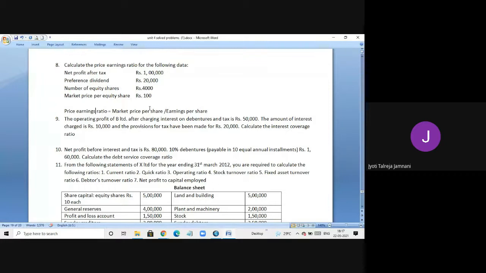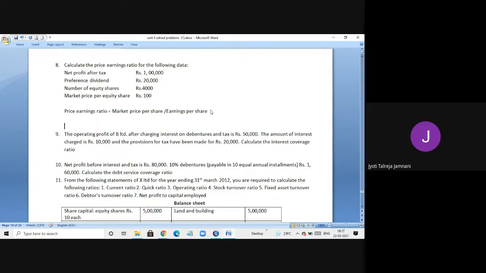So now we need these two pieces of information. Market price per equity share we already have, but we don't have the earning per share value. Instead, they've given us net profit after tax, preference dividend, and the number of equity shares. So first we have to find the earning per share, because that is missing.